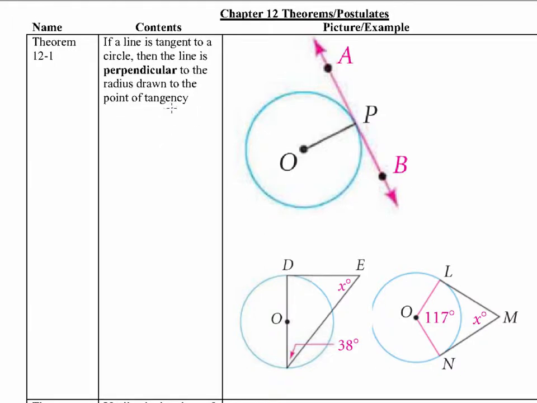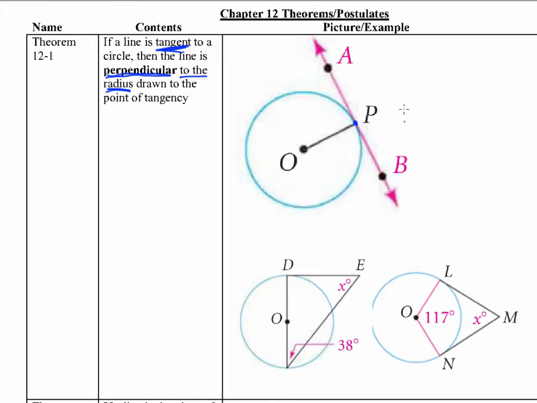Okay, so we're going to be doing some of these theorems again. Theorem 12-1. If a line is tangent to a circle, remember tangent means it's going to intersect the circle exactly 1 time, right? Just 1 time. Then the line is perpendicular to the radius drawn to the point of tangency.